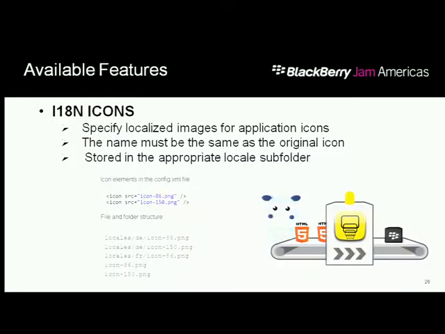So here's a cool feature that you can use. This feature will help you to localize the application icons themselves. But the key point is you need to remember that the names of the localized icons must be the same as the original, and they need to be stored in the appropriate subfolder. So in your config.xml, you specify the icon name, and then in your folder structure, you create a folder for each locale, and you just put the icon file there. And the BlackBerry WebWorks packager is smart enough to do everything for you. Depending on the locale, it will grab the right icon.